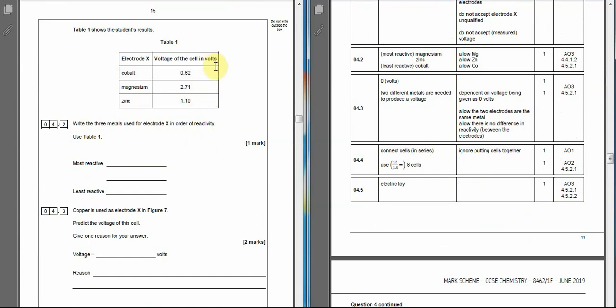A bigger reactivity would be a bigger voltage, which leads us on to 4.3, where people did actually struggle and find this a little bit harder. So the voltage would be 0 volts. It does mention figure 7, so let's go back. Copper is used as an electrode in X. Predict the voltage of this cell.